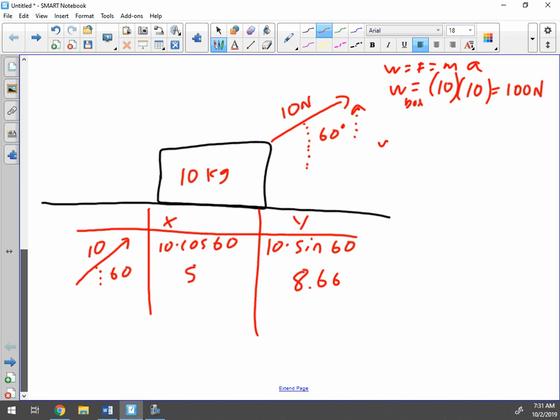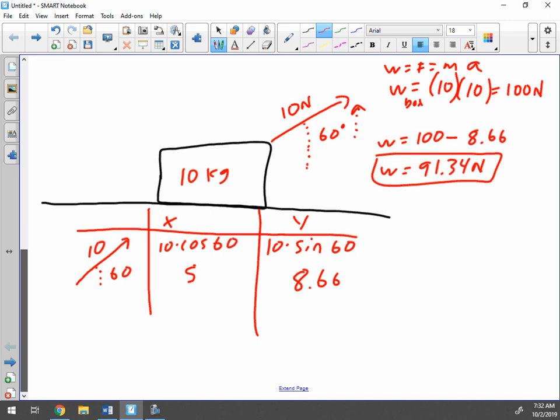And what we're going to do for the total weight is we're going to take the weight of the box and we are subtracting our y part of 8.66. And that will give us our value. So let's subtract that. 100 minus 8.66, we get 91.34. So we're making the box lighter once again because we're pulling up.